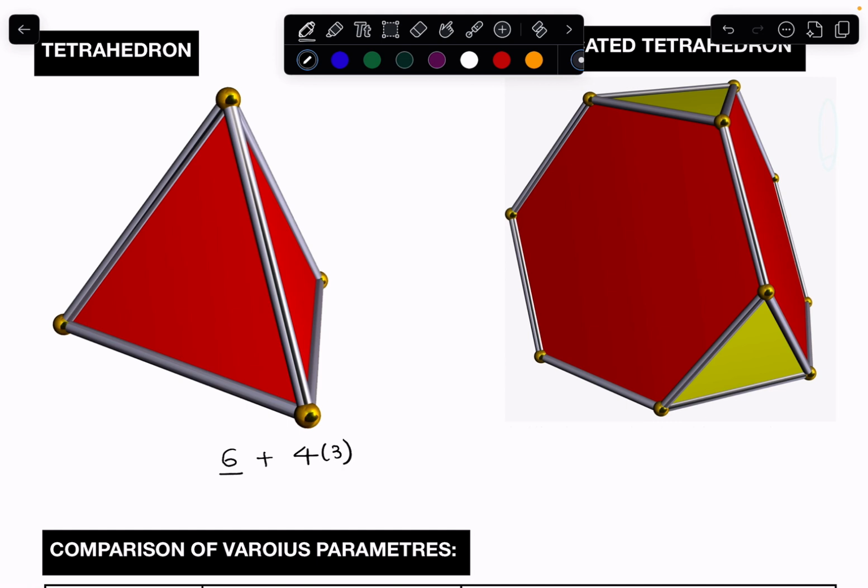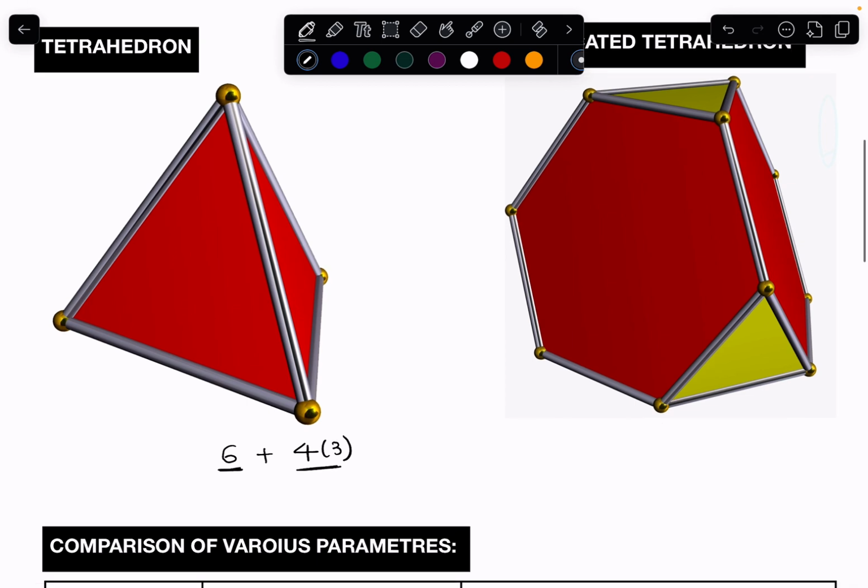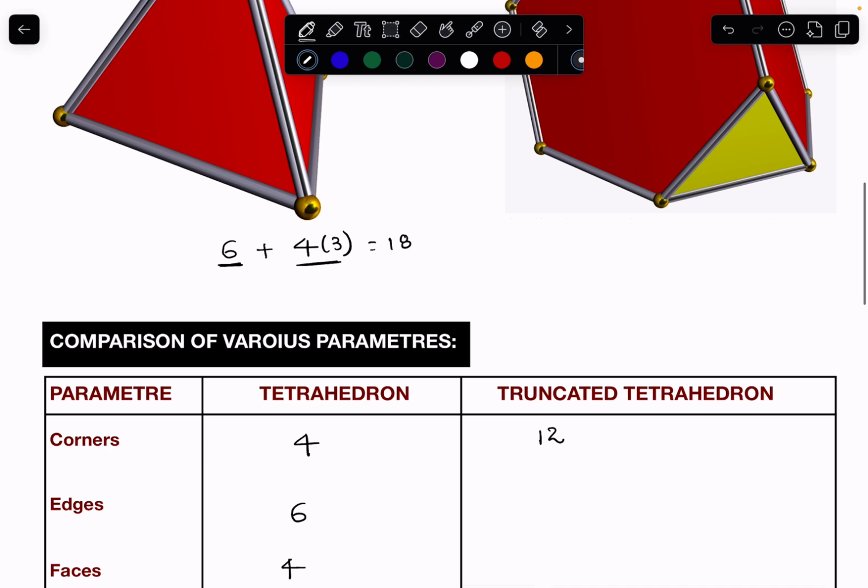Here these are the original edges, and these are the new edges produced. So here I am writing 4 into 3. Here 4 triangular faces are produced, and each triangular face contains 3 edges. As a result, 4 into 3, that is 12 newly formed edges, and 6 original edges. Totally it is going to have 18 edges. So the number of edges in a truncated tetrahedron will be 18.